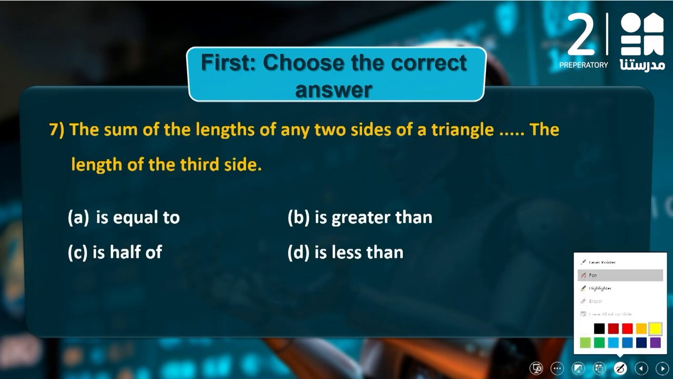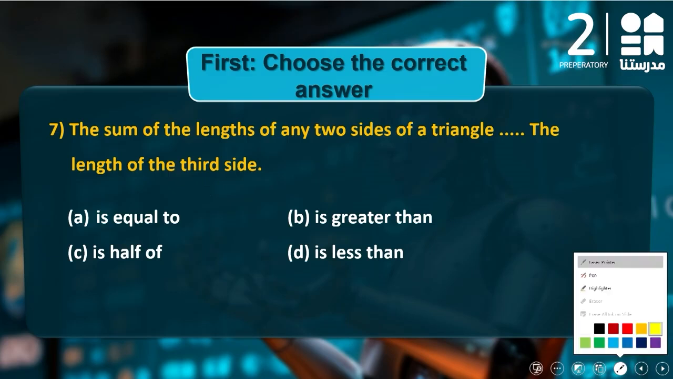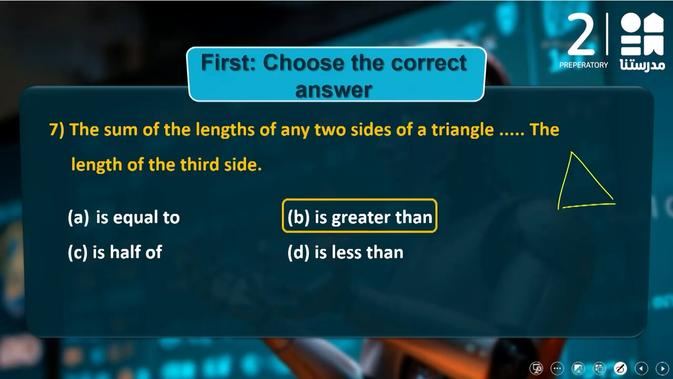In this question, the sum of the lengths of any two sides of a triangle is what to the length of the third side. If we have a triangle, the sum of the lengths of any two sides of this triangle is greater than the length of the third side. So here we have the sum of the lengths of any two sides of a triangle is greater than the third side length.